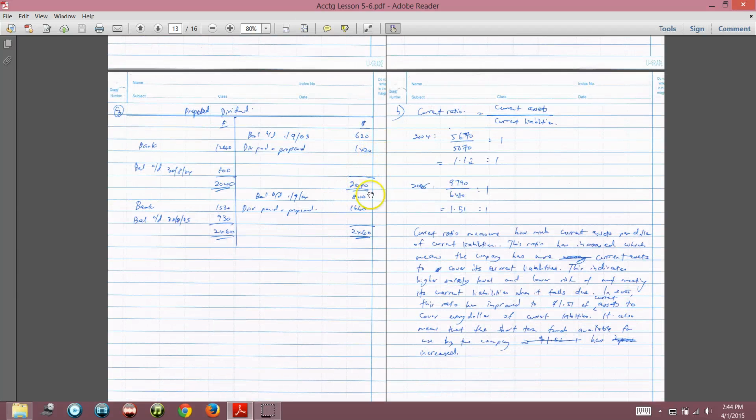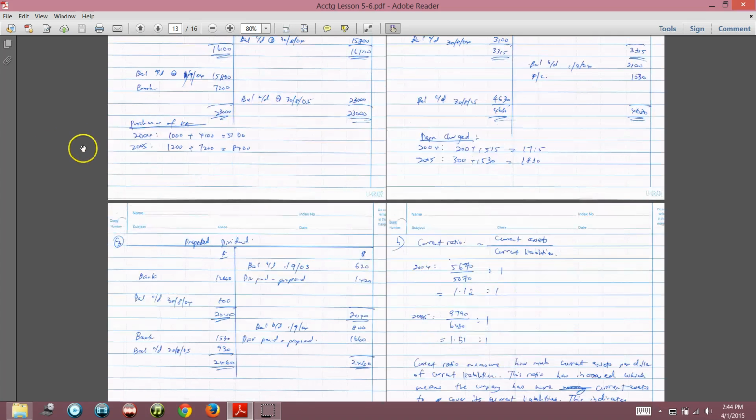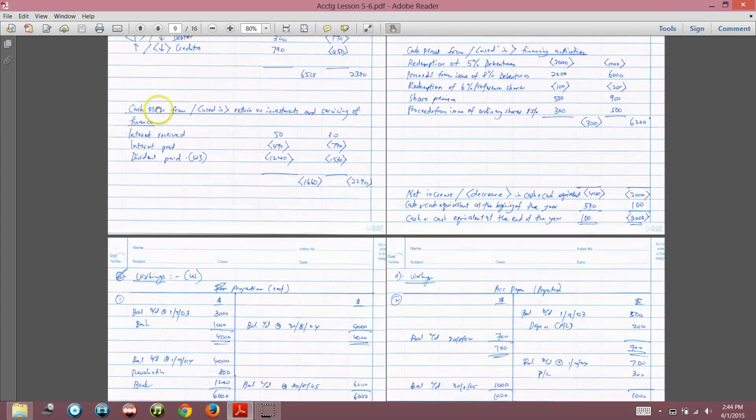So assuming we have paid no dividend, at the end of 2004 we are supposed to owe them 2040, but at the end of 2004 we owe them only 800. So 2040 minus 800, that means 1240 is the dividend that we paid them during the year. Okay, so 1240, we put it in this part of the cash flow.